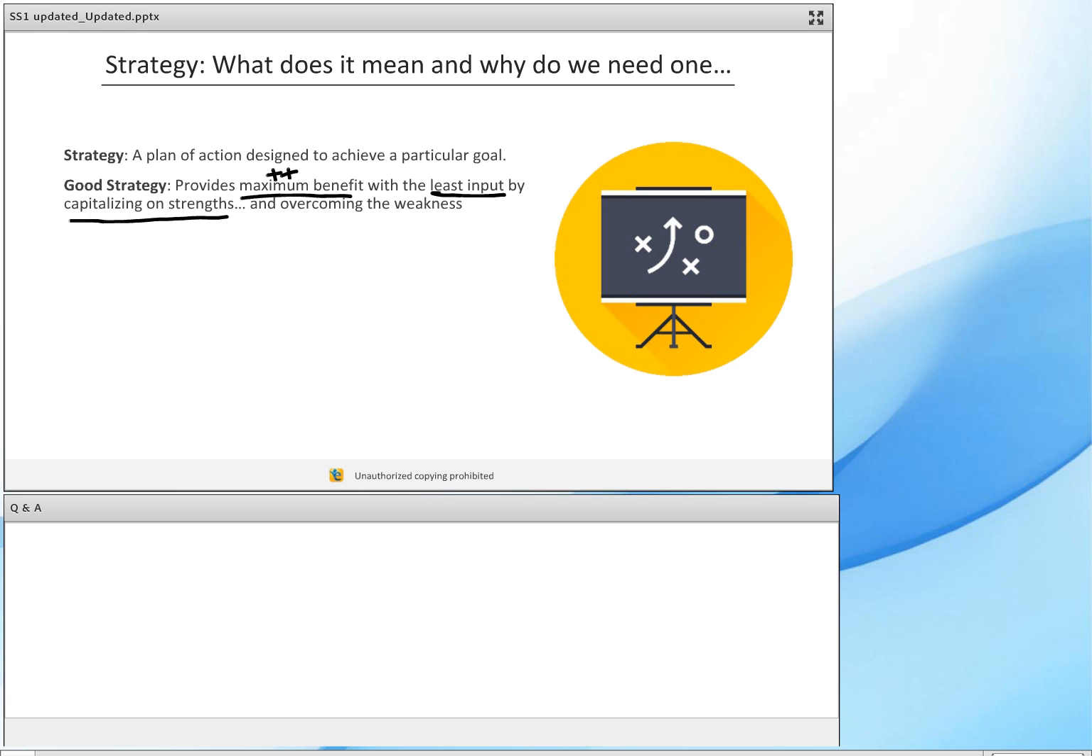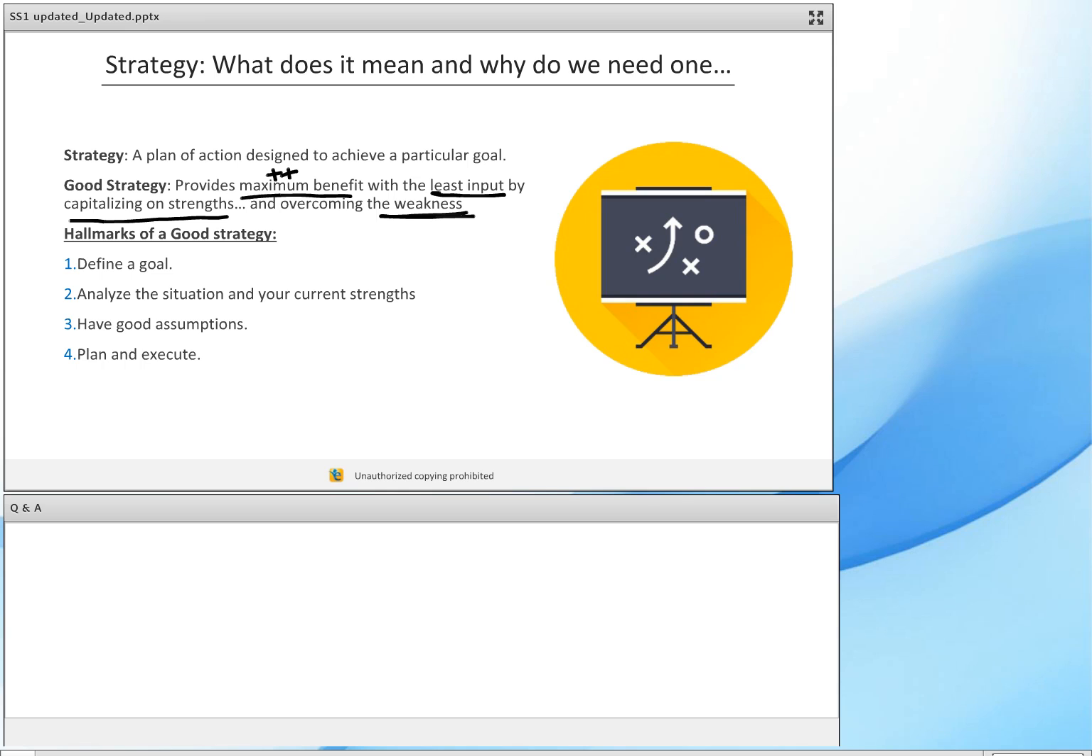Now, there are certain hallmarks of a good strategy. The first is that it's goal driven. A strategy for a 760 is going to be very different from a strategy for a 700. How you study to get to a 760 would be very different from how you study to get to a 700. Then it always starts with an analysis of where you currently are, as well as your current strengths and weaknesses. Now, let me ask a poll question.